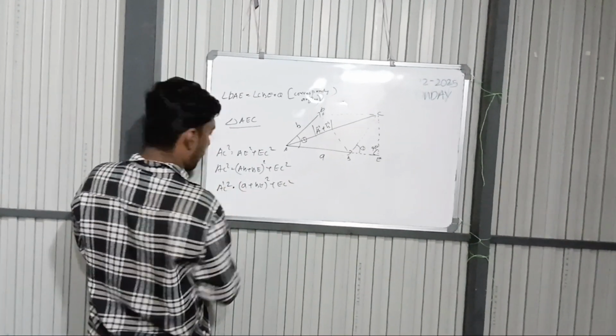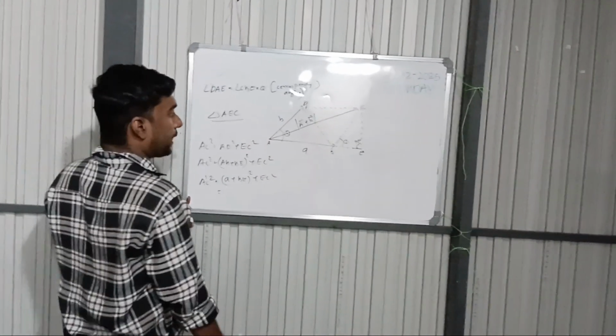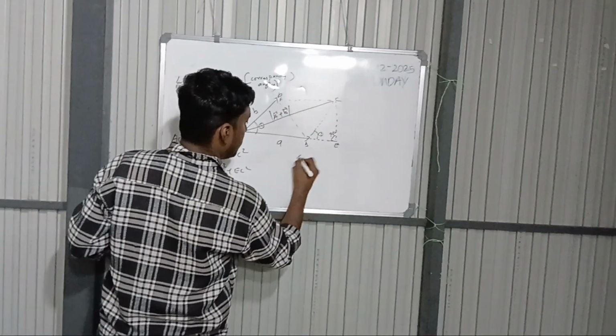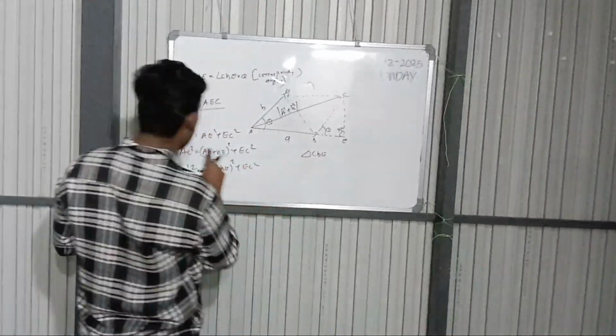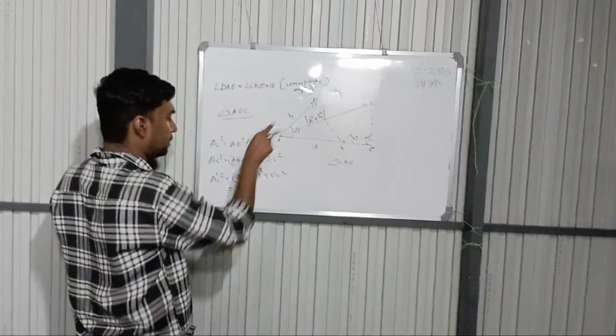This is AC square. Now I consider a triangle CBE. Again I repeat, AC square is AE square plus EC square, by the Pythagoras theorem.